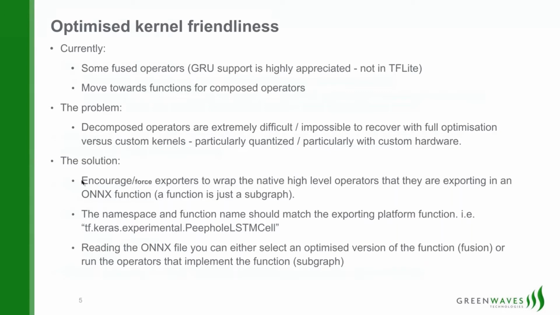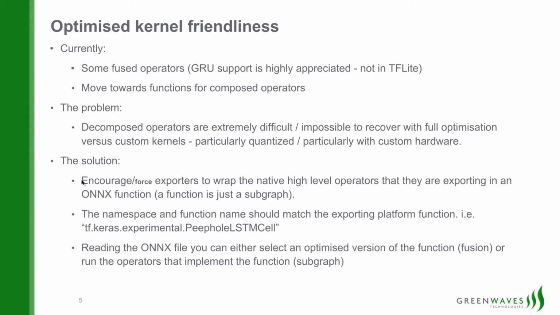The second suggestion is around this fusion friendliness or optimized kernel friendliness. Currently, you have some fused operators like LSTM, RNN, GRU, some others. And the GRU support is highly appreciated. It's not available on TF Lite. And now that the Microsoft team, the tensorflow-onnx team, have very nicely done support for it, it works great, and it's really useful for us.